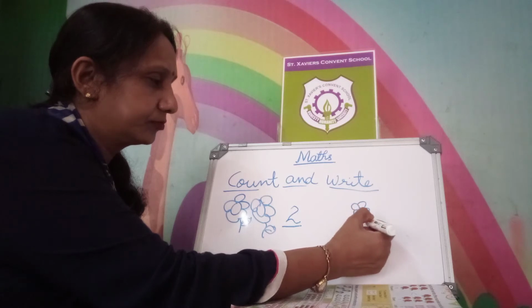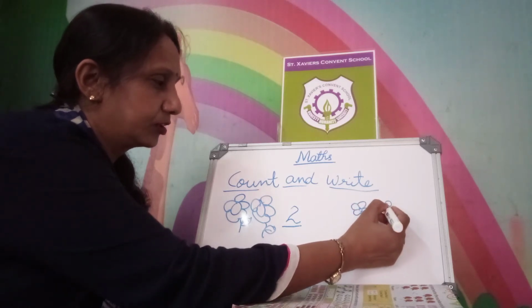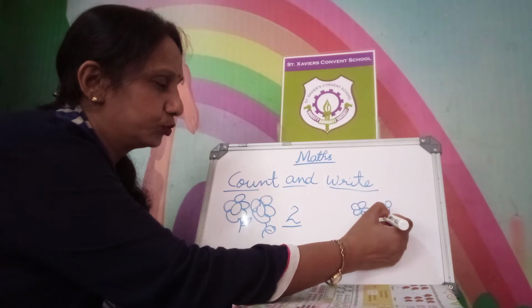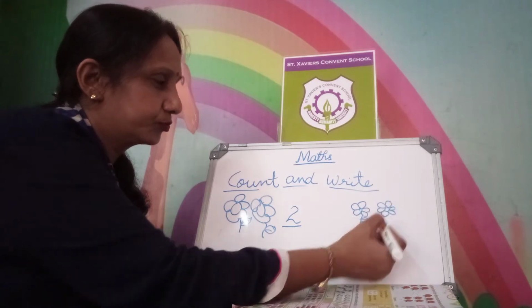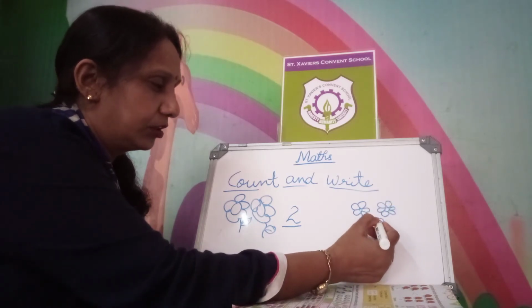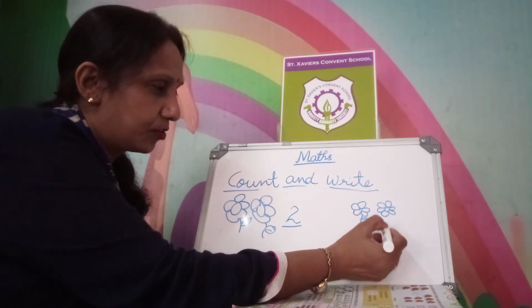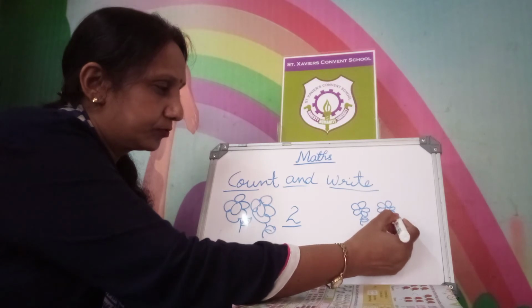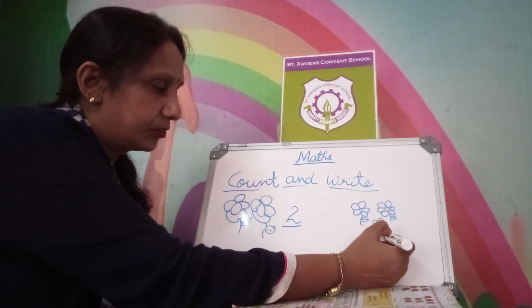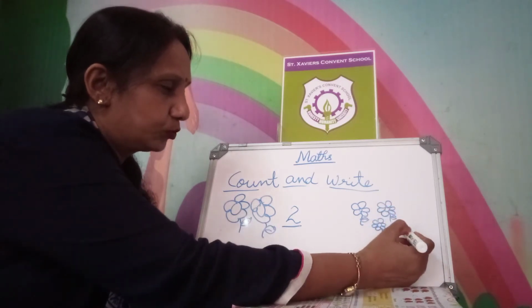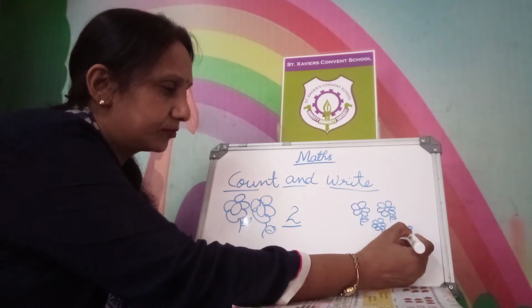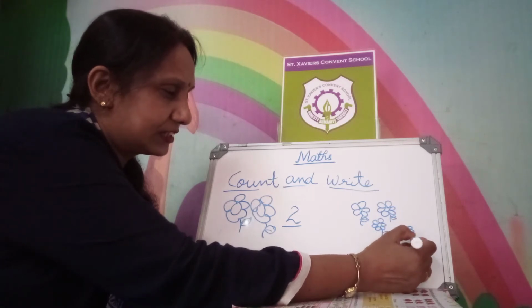One, 2, 3, 4. How many flowers? 4 flowers.